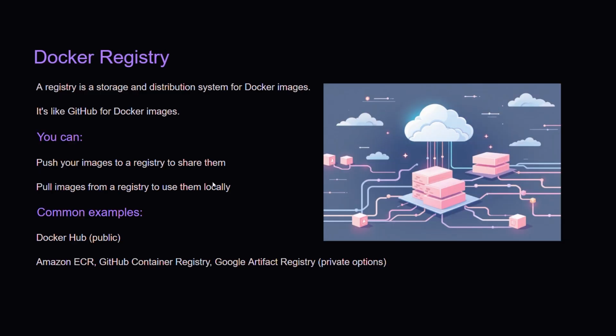And what was a Docker registry? A Docker registry is a storage and distribution system for Docker images. It's like GitHub for Docker images. It's a place where you store and distribute your Docker images. You can push your images to a registry to share them, and pull images from a registry to use them locally. Common examples of registries are Docker Hub and Amazon ECR. You can also store images in GitHub Container Registry and Google Artifact Registry.